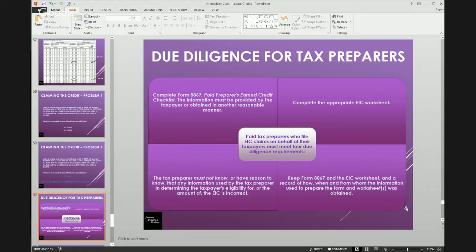So I actually go into the earned income credit worksheet, and it says, how did you get the answer? Or who did you get the answers from? And I check the taxpayer, or I check the spouse, or I check both of them.